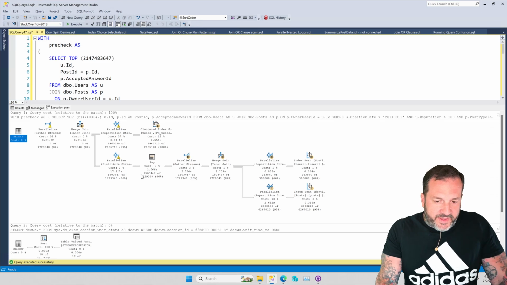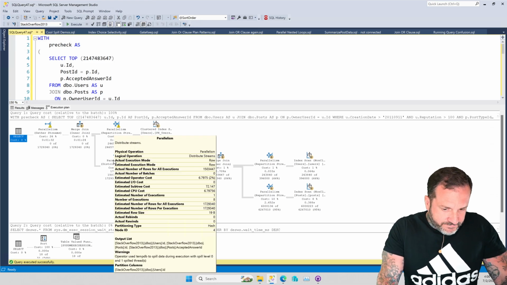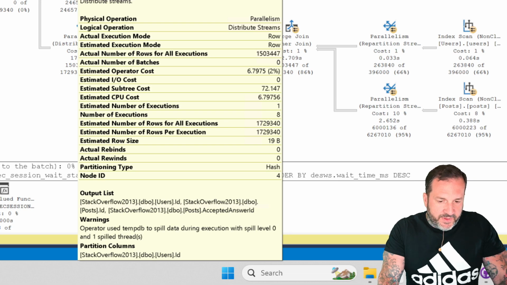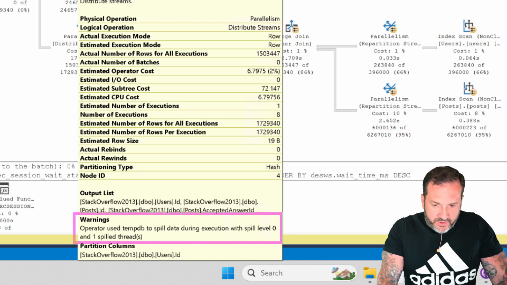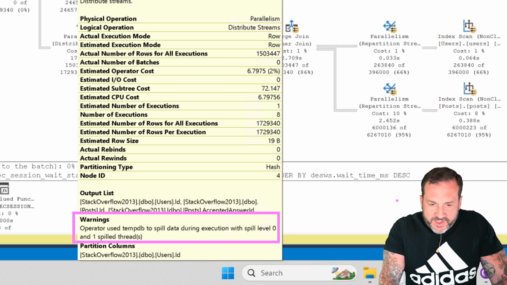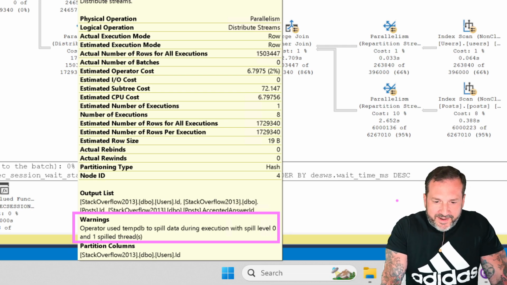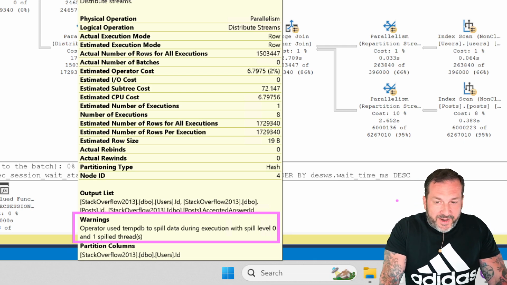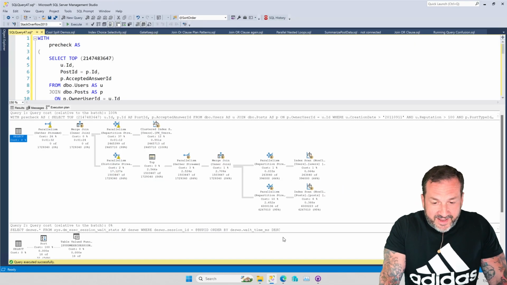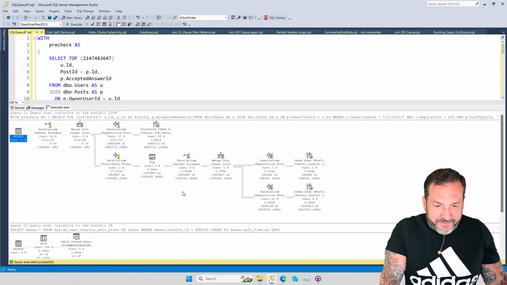So that affects this one. This one does not have an order by, but it does have a partition column right here. Now, this is the first one that spills, and you can see the operator used tempdb to spill data during execution with spill level 0 and one spilled thread. What is spill level 0? Weird, right? What is one spilled thread? I don't know. Which thread spilled? Couldn't tell you. It's all a mystery to me.